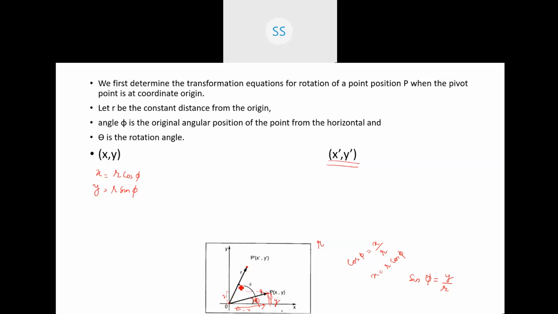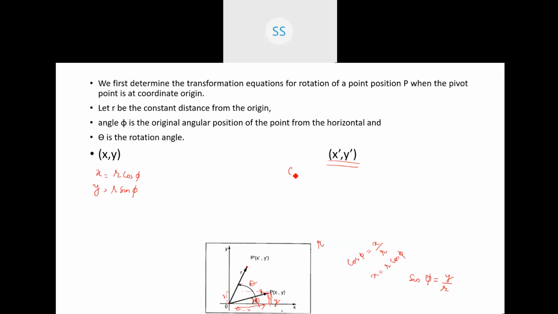So what is the angle subtended by this particular line on my x-axis? From point P to P dash, the rotation angle is theta. And the angle between the line with endpoint P of x comma y and the x-axis is phi. So the total angle I can take as phi plus theta.